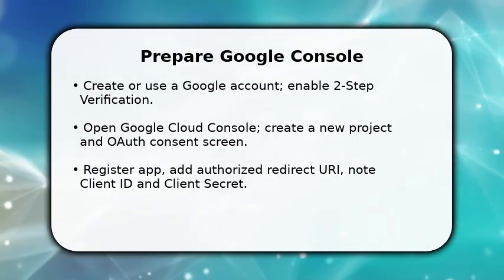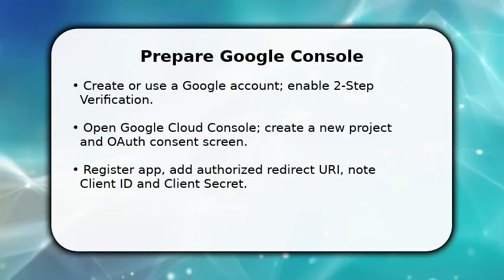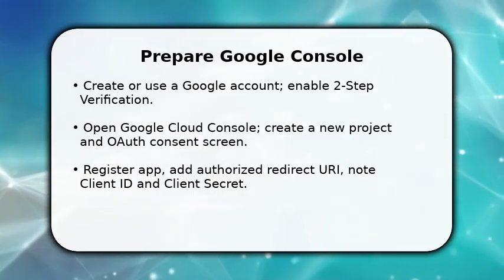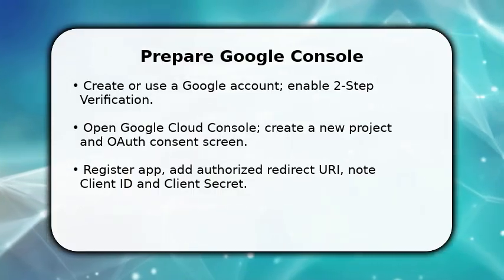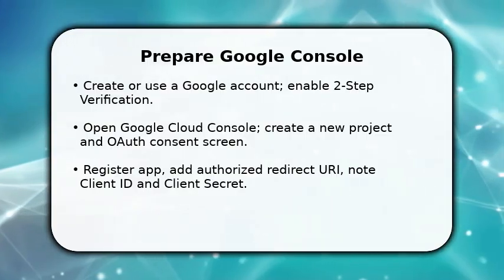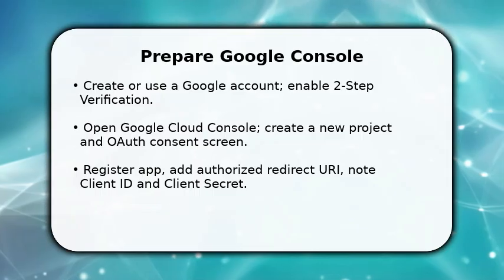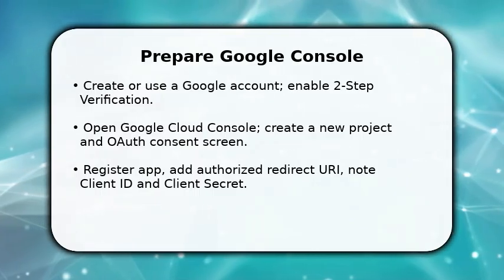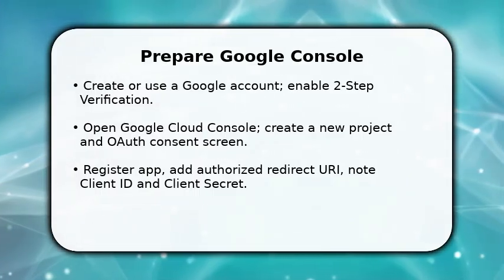Configure the OAuth consent screen. Choose external versus internal, add scopes you need, and provide branding. Once done, register your application under credentials, add the authorized redirect URI that matches your app, and copy the client ID and client secret for the next step.